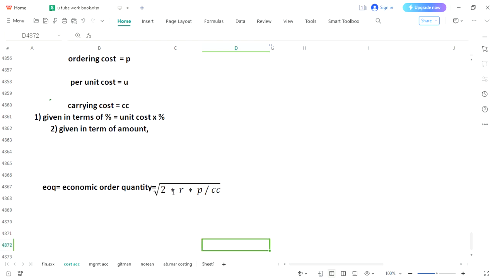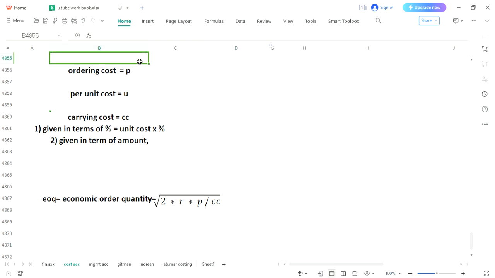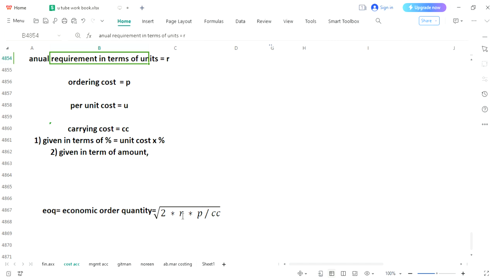You need to have 2, then multiply R. In Excel we write asterisk as multiplication. R, we have decided, is your annual requirement. P is the cost of placing an order. CC is the carrying cost. We have written this formula, and then there are two other things which we will calculate. This is your first thing to see, economic order quantity.